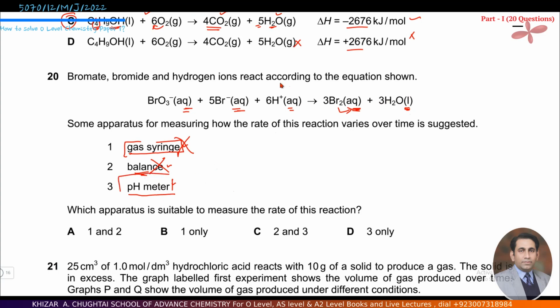A pH meter is required because this solution initially has an acidic component. As the reaction proceeds in the forward direction, there is a decrease in the concentration of H positive ion. So the pH of the solution will increase. So definitely a pH meter is required. So the last option, the third option, D, is the correct option.